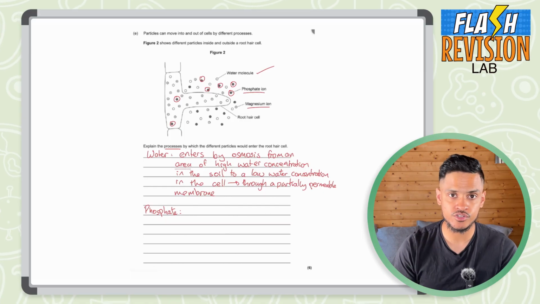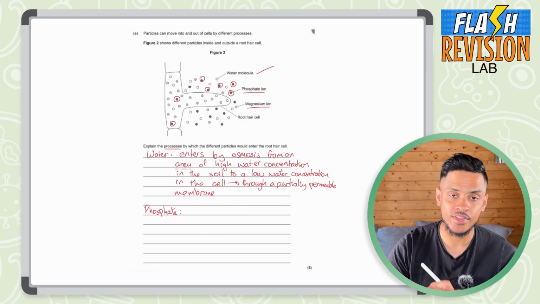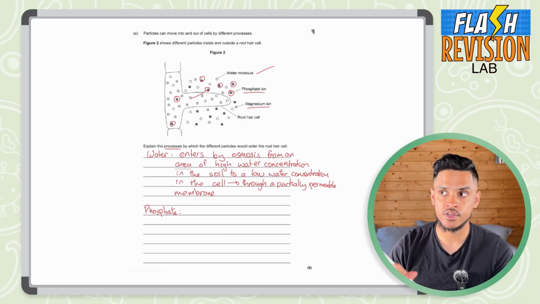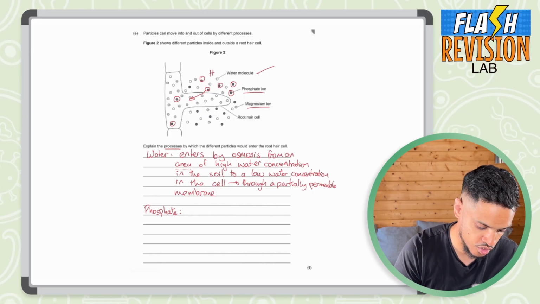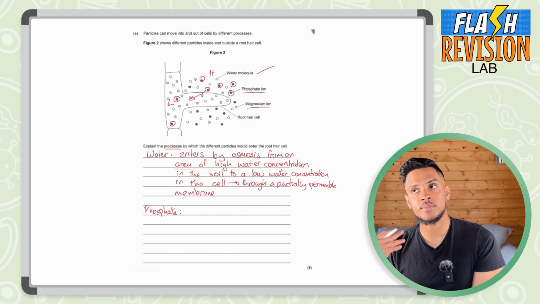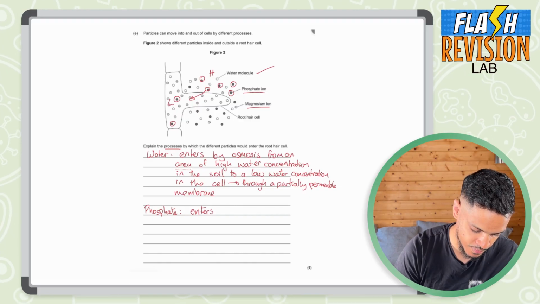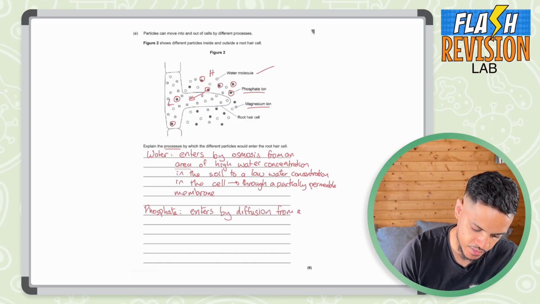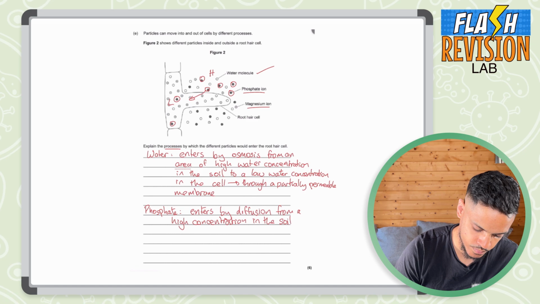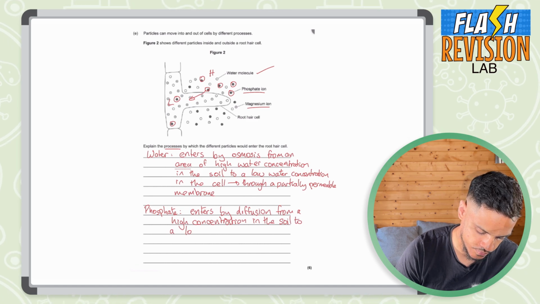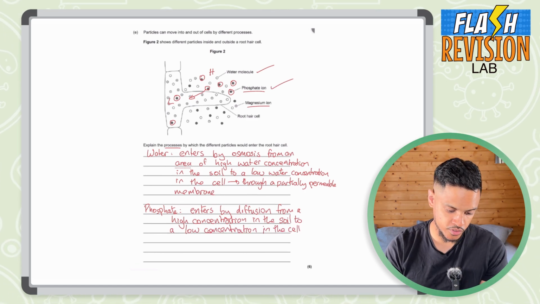So we have a high concentration of phosphate ions on the outside in the soil. So it's going from high concentration to low concentration. So if we think back to our definition, that's basically diffusion. So phosphate, we can say, enters by diffusion from a high concentration in the soil to a low concentration in the cell. Okay, so we talked about 2 of them now.